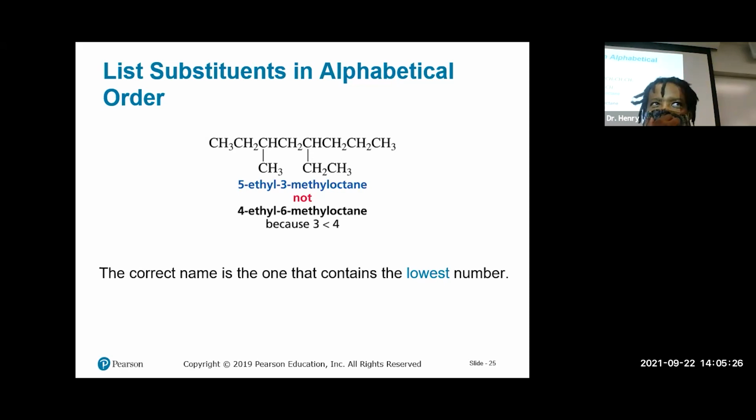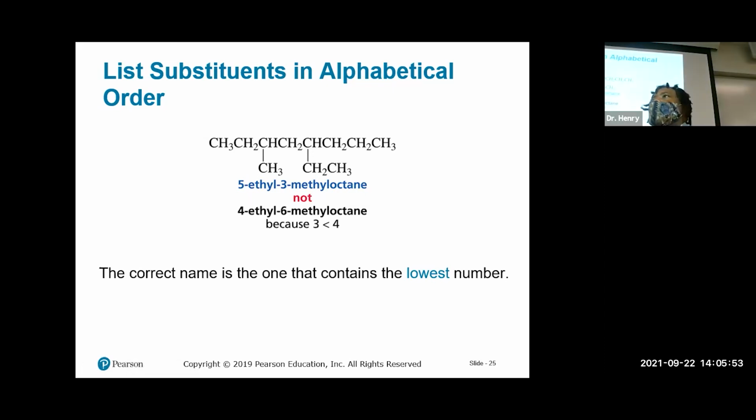Okay. You guys see that, right? So you see both of those options. We're going to use the one that has the lowest number, right? So 3 gives us the lowest number, so we're going to use that one. Okay, so 3 is the lowest number. And then we do alphabetical order. So we list it in terms of alphabetical order. E comes before M, so E goes first.